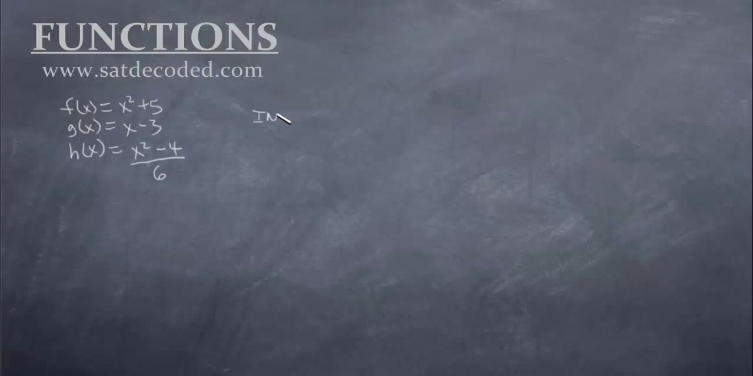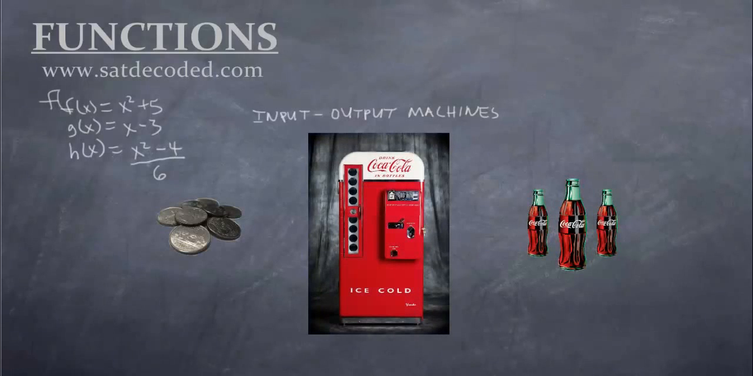I like to think of functions as input, output machines. So to give you a real-world example, let's take a look here. Let's say we have this machine here, a vending machine. And if we think about the role or the purpose of the machine, in essence, we're talking about the function of the machine. The word function literally means purpose or role. So what is the purpose of this vending machine?